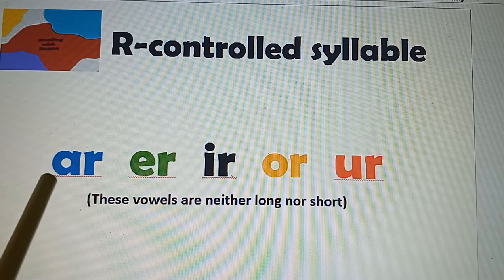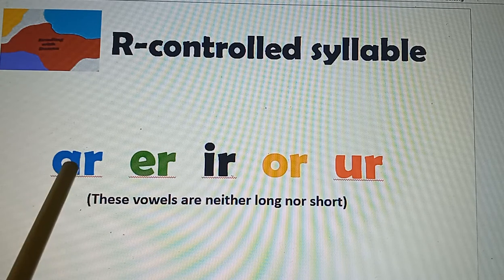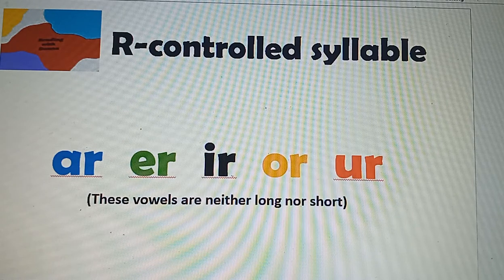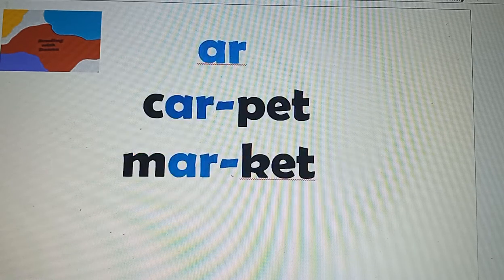If you notice here, we have all the vowels A, E, I, O, and U beside the R. But these vowels do not give a long sound, neither do they give a short sound. The R controls the sound. The R is the more dominant sound in these syllables. Now let us look at how this works.